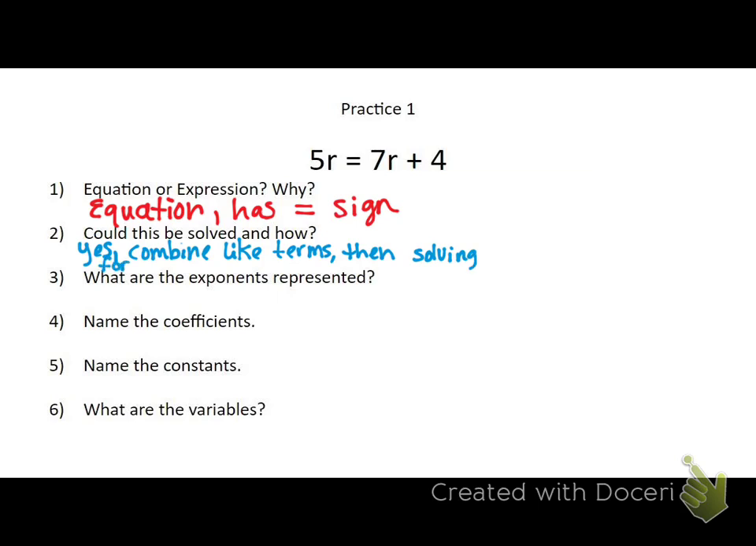Can expressions be solved? No, they can only be simplified. Good. All right, moving right along. What are the exponents represented? Lucas? None. There are no exponents.